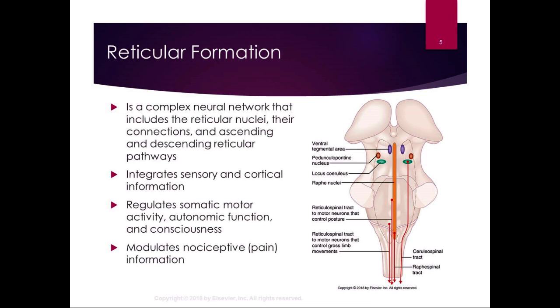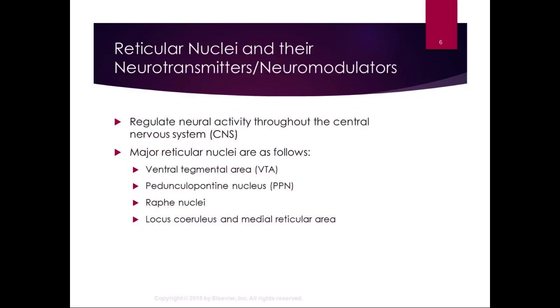Okay, so just kind of bringing everything together. A lot of the things that we talked about in the vertical system section, we are going to bring together now in the region section and try to make a more complete picture, if that makes sense. So the reticular nuclei: there are several nuclei within the reticular formation that regulate neural activity throughout the central nervous system using neurotransmitters and neuromodulators.